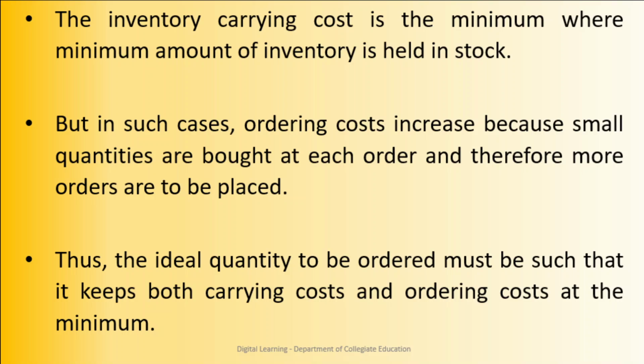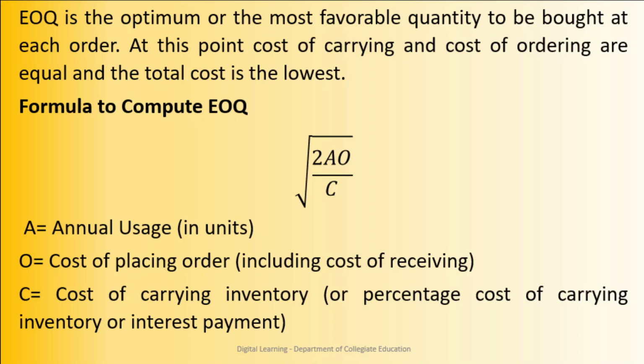Thus, the ideal quantity to be ordered must be such that it keeps both carrying costs and ordering costs at the minimum. Now, in simple terms, we say EOQ is the optimum or the most favorable quantity to be bought at each order. Please note that at this point, the costs of carrying and costs of ordering are equal and the total cost is the lowest.